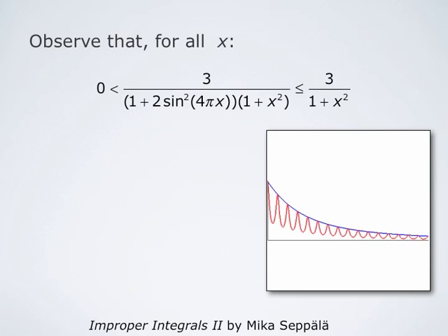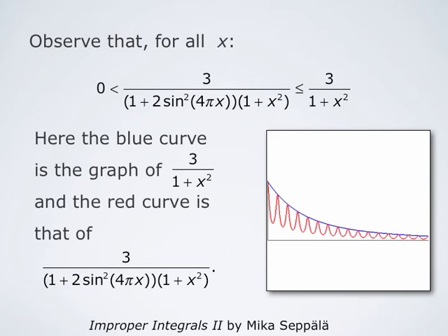So we observe that, first of all, this quantity to be integrated, 3 divided by the product of 1 plus 2 times sine squared of 4 pi x and 1 plus x squared, is positive, and it is less than or equal to 3 divided by 1 plus x squared. We have equality whenever sine of 4 pi x is 0. Otherwise, we have strict inequality. The graph of the function 3 divided by 1 plus x squared is the blue curve shown in this figure.